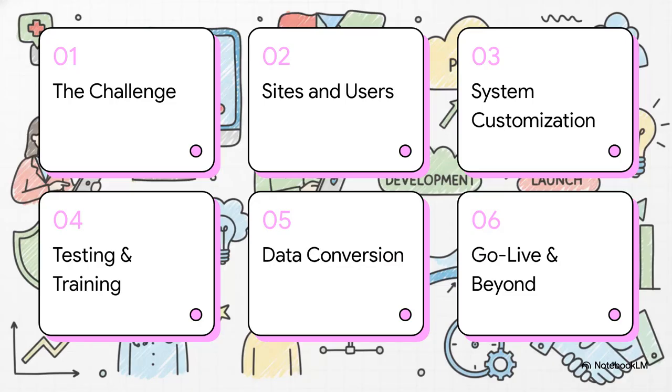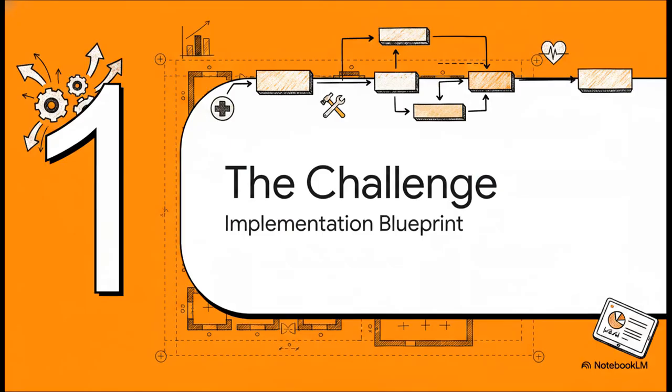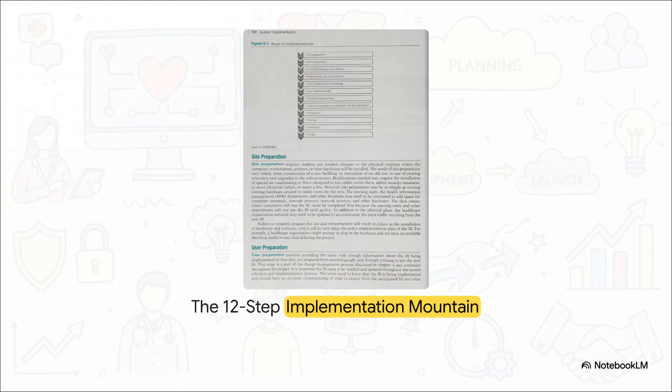We've broken this massive textbook process down into 6 logical phases: the implementation challenge, preparing sites and users, customizing the system, testing and training, data conversion, and finally, go live and beyond. Let's kick things off with Section 1, the implementation challenge. Think of these upcoming steps as the essential, absolutely non-negotiable blueprint for your entire project. It's really a laborious 12-step mountain, climbing from site preparation all the way down to go live.